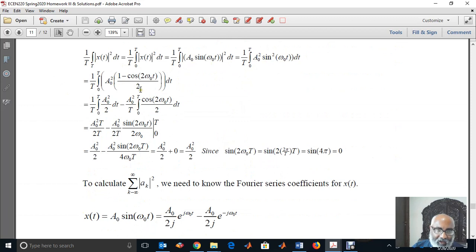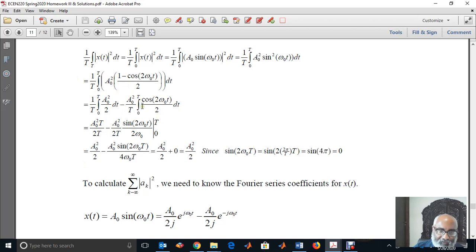Okay, so I have two parts. First part: 1 over T, the integration from 0 to T, A naught squared over 2 dt. The other part: 1 over T is common, A naught squared over T from 0 to T cosine 2 omega naught t over 2 dt. The integration of the first part is the integration of dt, which is T, evaluated from T to 0 is T, so T will cancel T, and I have A naught squared over 2.